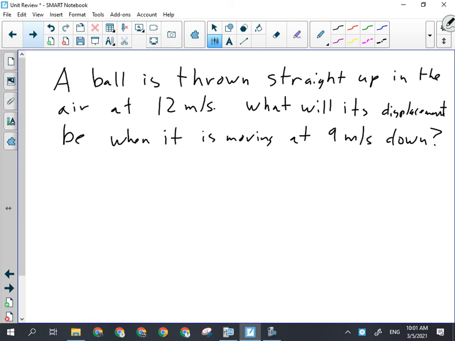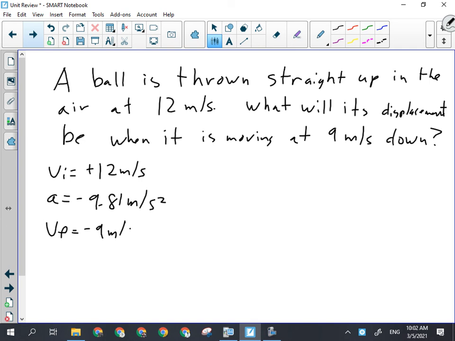Okay, so this problem here gives us a few things. It gives us VI, 12 meters per second up. It doesn't outright tell us this, but we know it because we're throwing something, so the acceleration is 9.81 meters per second squared. Incidentally, this is not during the throwing process. This is once it leaves the hand, because when it's in the hand, its acceleration is not 9.81 meters per second squared down. It's whatever the hand is accelerating it at. They also tell us VF is negative 9 meters per second.